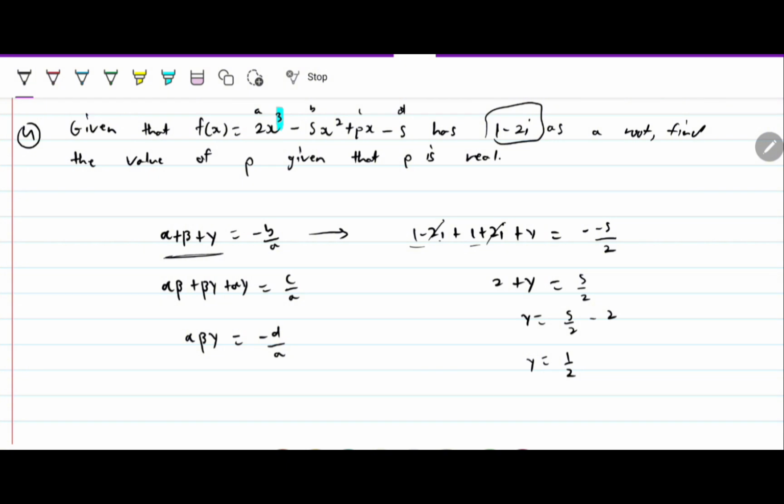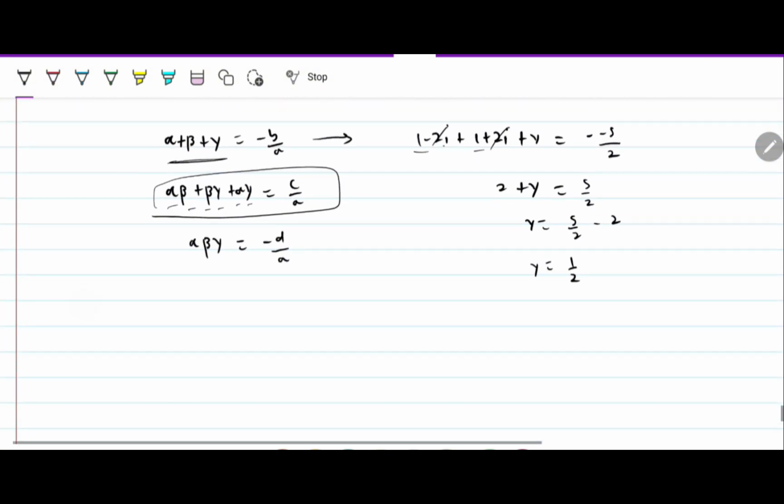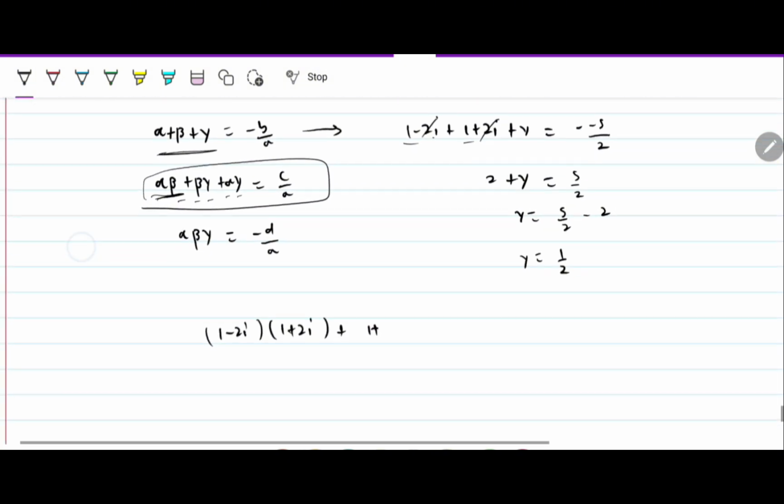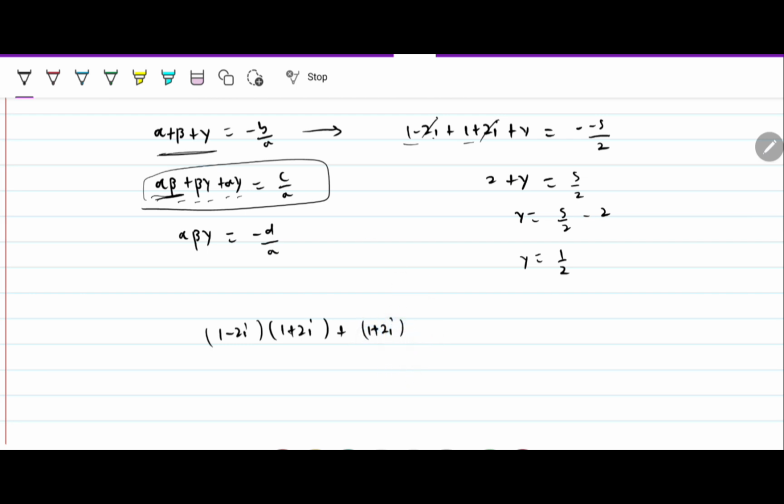Now I need to find P, right? P is going to be C. So I'm going to utilize this equation. Since we have all of our roots, this is not going to be a problem. So alpha times beta, that's the first part. I got 1 minus 2i by 1 plus 2i plus beta times gamma. Beta is 1 plus 2i, right? Beta is 1 plus 2i. And gamma is a half.